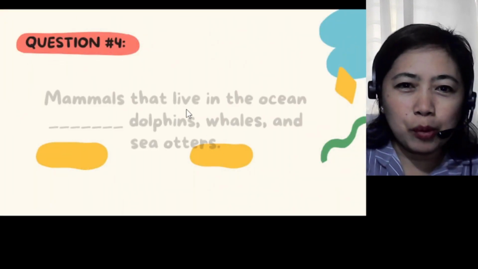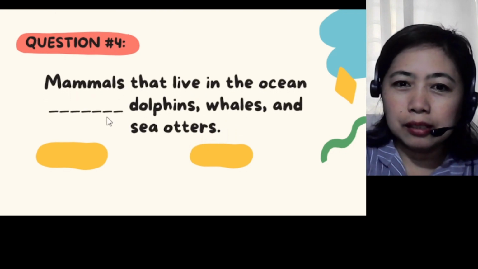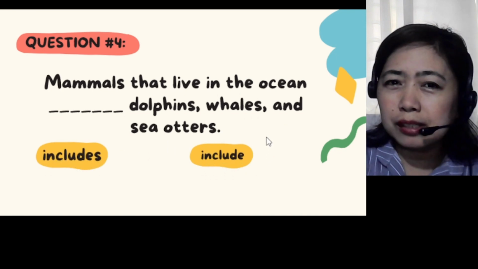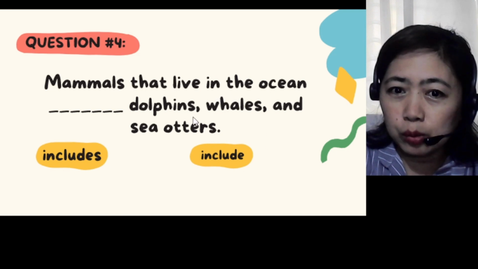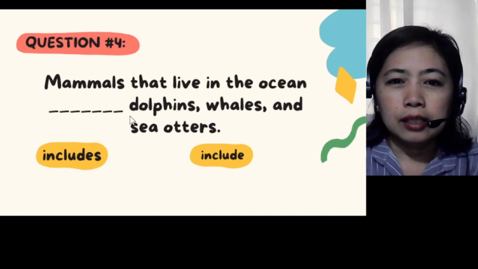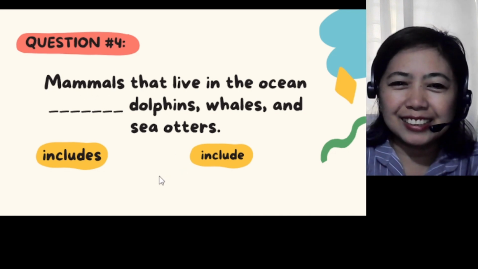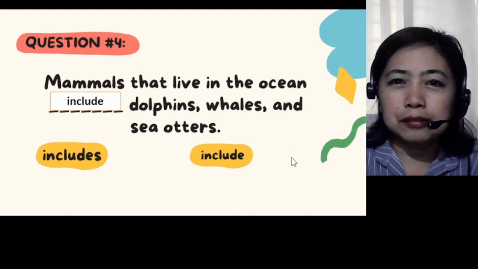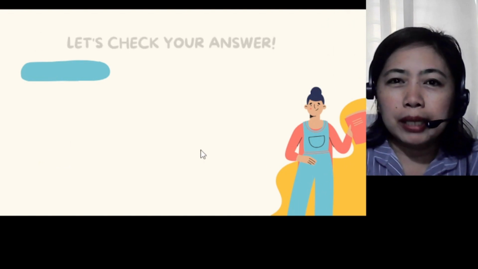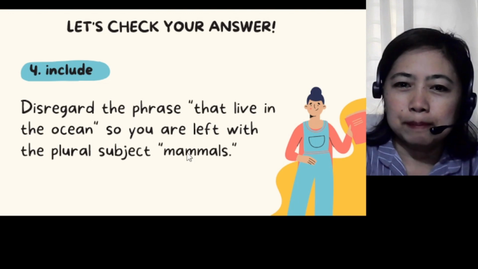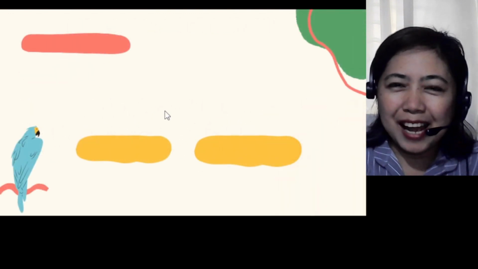So let's have question number 4. Mammals that live in the ocean, blank dolphins, whales, and sea otters. Is it includes or include? The prepositional phrase that we meant here is in the ocean. Of course, we will have to focus on the subject here. So what's your answer? Okay, that is include as your verb. It's because our main subject here is the mammals. So disregard the phrase that live in the ocean. That should be mammals for your noun or your subject.